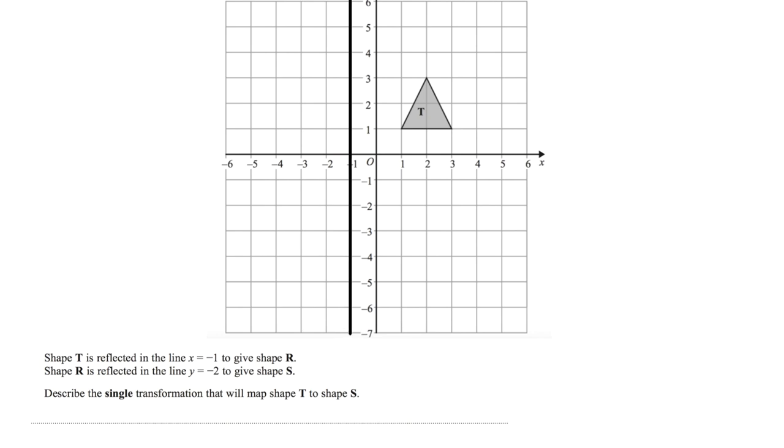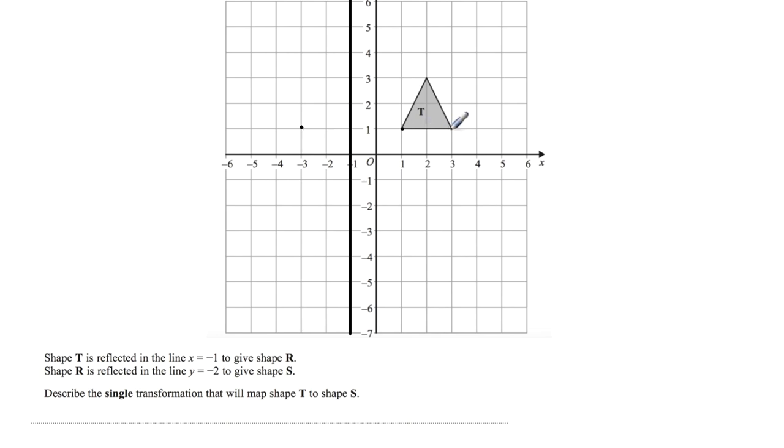Now I'm just going to reflect shape T. So what I'm going to do first is select the corner. So I'm going to select this corner and ask myself, how far is this corner away from x equals negative 1? So that's 1, 2. So I'm going to count 2 again to the left-hand side. 1, 2. So this point now is over here.